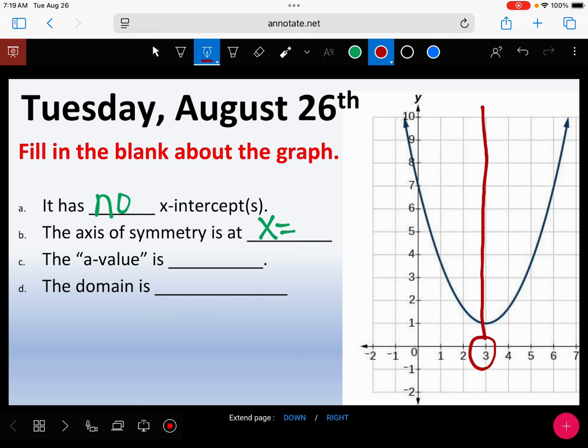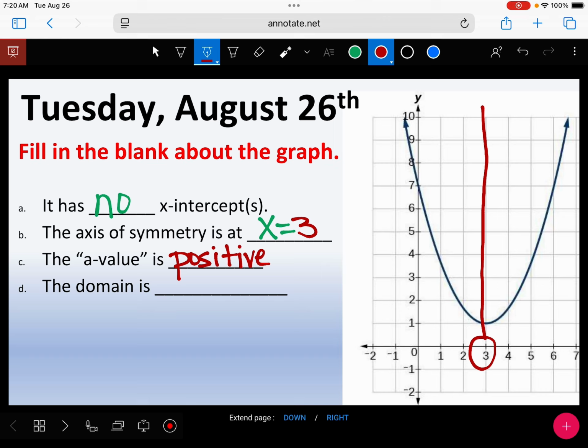3. Do we think A is positive or negative? And how do we know? It's a smile, so is it positive or negative? What would you say, Monasia? Positive.